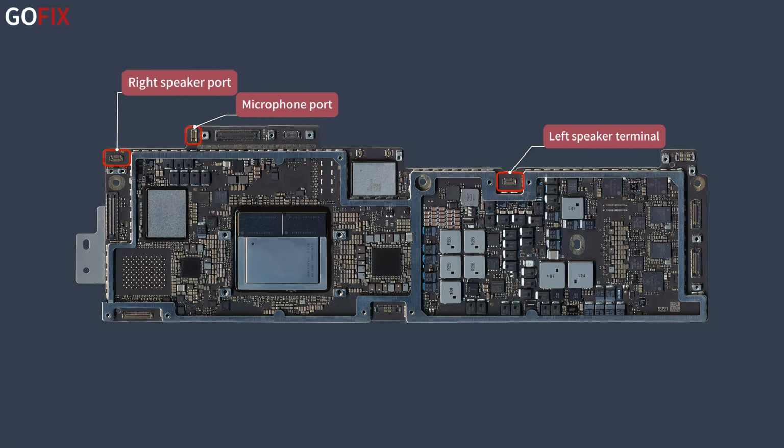UL000 is the Wi-Fi and Bluetooth 2-in-1 module chip. This is its location on the motherboard.